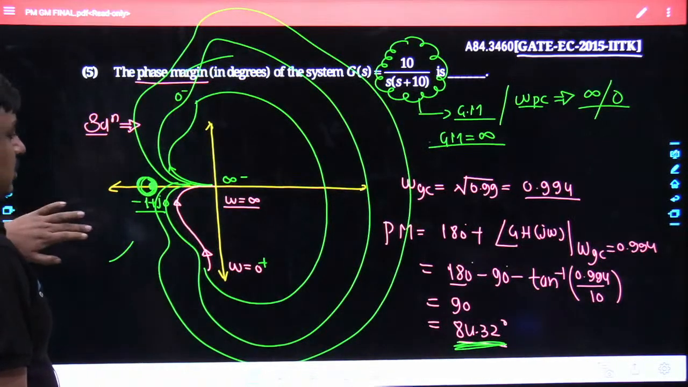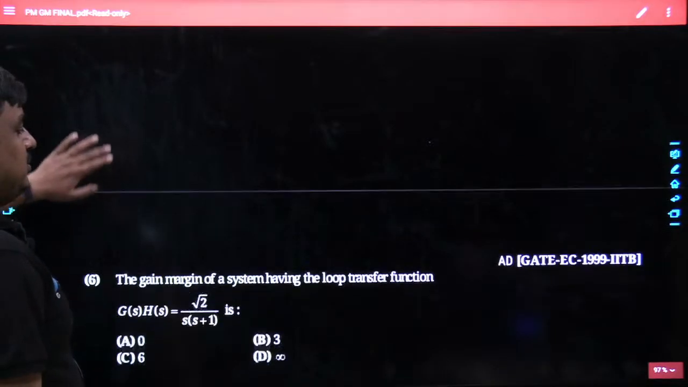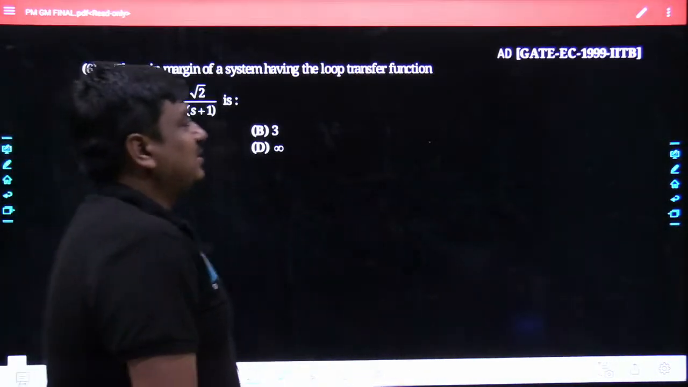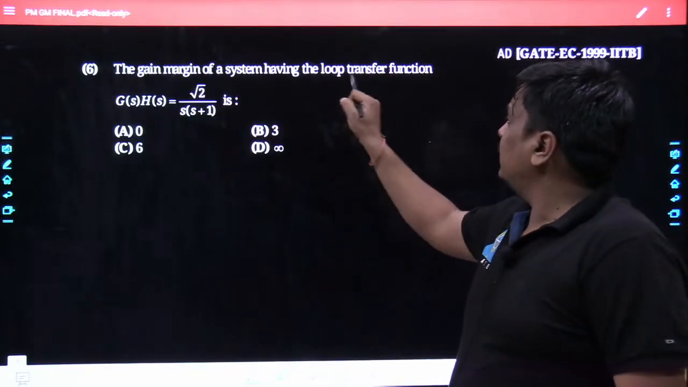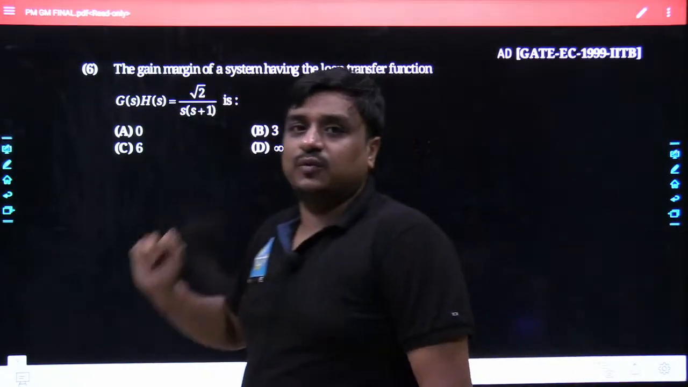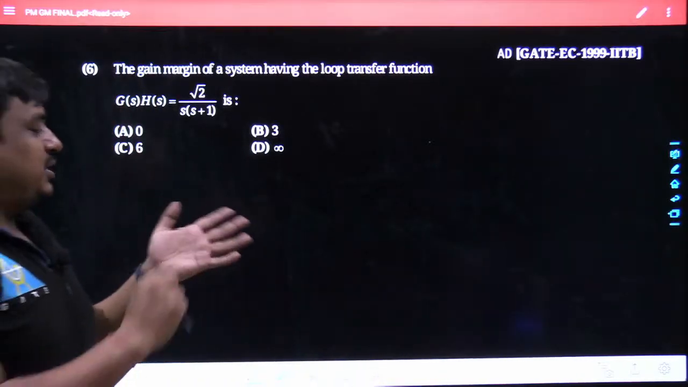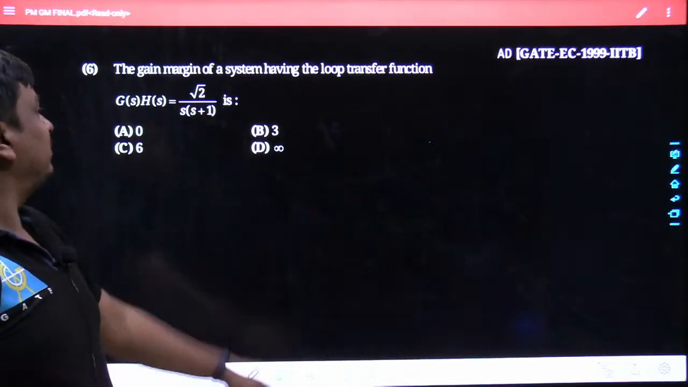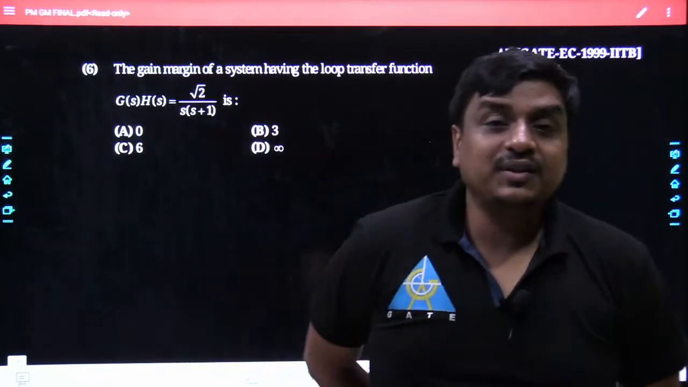Anyways, let me take a few more problems which have come in the GATE examination. What has been asked in this problem? The gain margin of the system having the loop transfer function equal to the given expression. Tell me what would be the best answer. Without touching the pen, copy and paper, you must be able to get the exact answer for this given problem. Tell me what's going to be the gain margin.